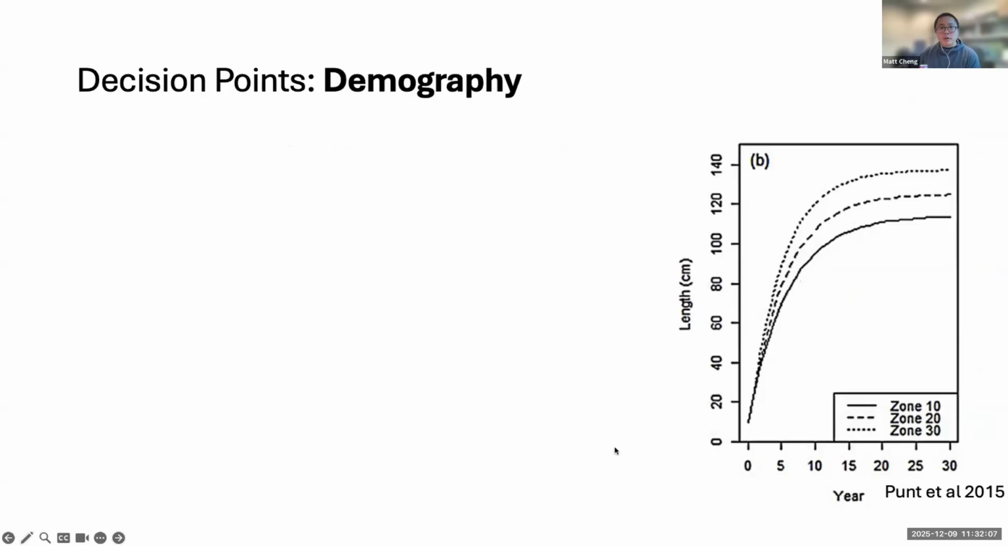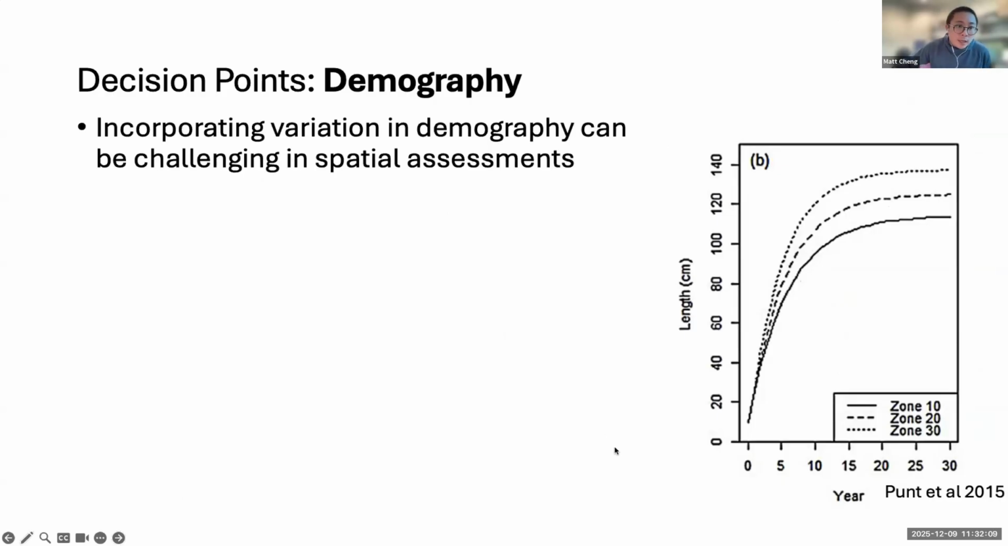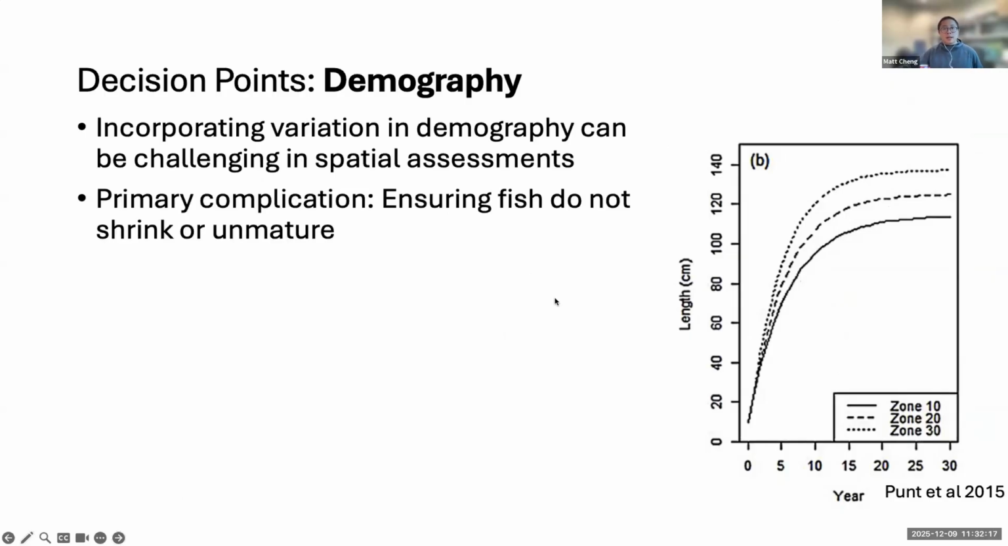I'll touch on demography and then fleet structure. So in terms of demography, it can be a little challenging in spatial assessments. One of the primary challenges is ensuring that fish don't shrink or unmature. There are two pretty common ways we've addressed differences in demography across space within these assessments, though not necessarily addressing this complication.